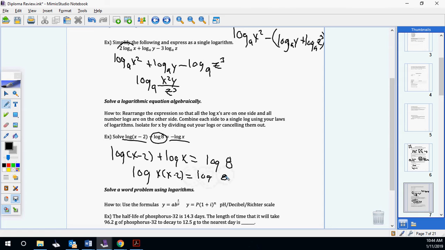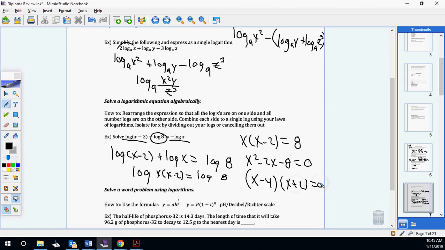And remember, if it's log same base equals log same base, now we can drop the logs. We're simply doing x times x minus 2 equals 8. And now we just want to solve that. So we get x squared minus 2x minus 8. And we're going to factor that. x minus 4, x plus 2 equals 0. Okay, so I get 4 and negative 2.